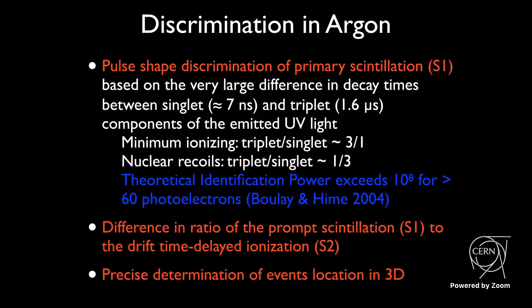So there is a very, very strong imbalance. And if you just play with the statistics of these events, you will see that the theoretical identification power is huge. If you detect only 60 photoelectrons, you can get a theoretical identification power in excess of 1 part in 10^8. In addition, you retain the difference in the ratio of the prompt scintillation to the drift-time-delayed ionization, the difference in the ratio of S1 to S2, and the precise determination of the event's location in 3D.